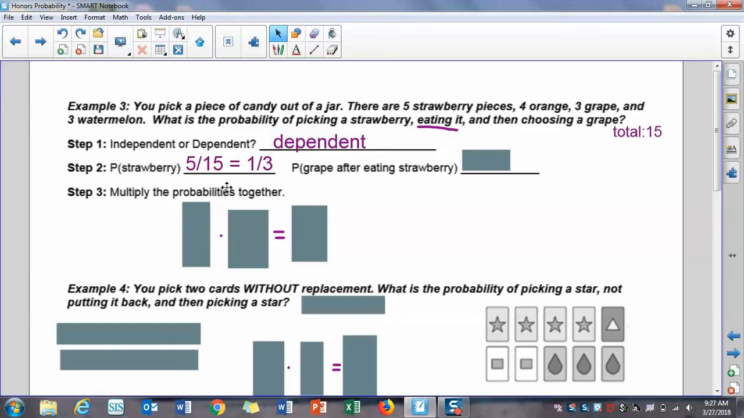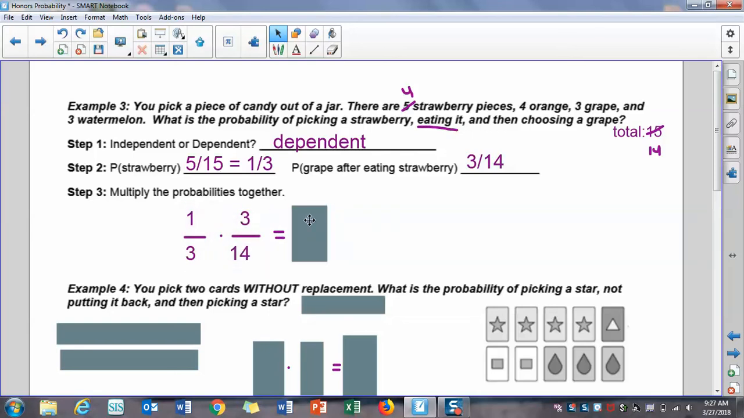Now the second event is we want to see the probability of picking a grape after eating a strawberry. So what we need to remember is we now ate a strawberry, so that changes to 4 strawberries, making the total, instead of 15, 14. Okay, so that means the number of grapes still stays the same. It's still 3, but it's going to be 3 out of 14. And again, that 14 changed because we ate a piece of candy. So we're going to multiply those two probabilities together. So we have 1/3 times 3/14.